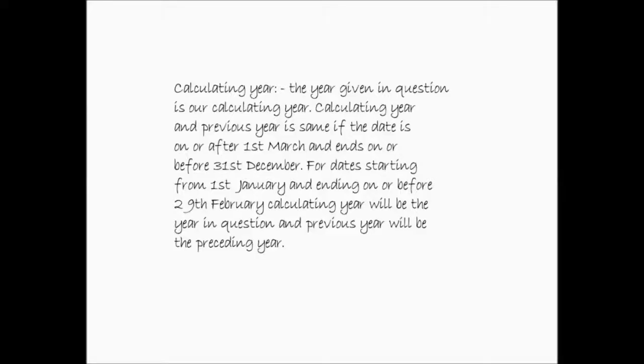Calculating year for calculation of days from 1 AD to 1752. The year given in question is our calculating year. Previous year and calculating year are the same if the date in question is on or after the 1st of March and ends on or before the 31st of December. For dates starting from the 1st of January and ending on or before the 29th of February, the calculating year will be the year in question and the previous year will be the preceding year.